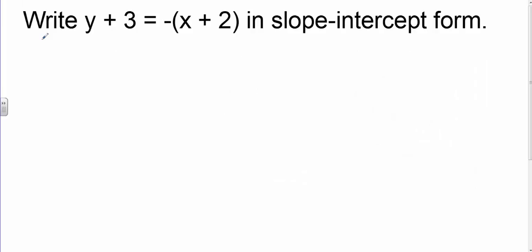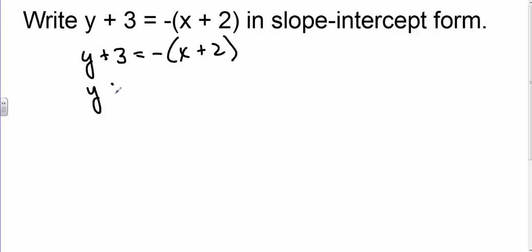Okay, write y plus 3 equals negative x plus 2 in slope-intercept form. Now we're going to be going between the different forms, or among the different forms. So we've got y plus, I'm going to rewrite it here, y plus 3 equals negative x plus 2. We multiply it out. Y plus 3 equals negative 1 times x is negative x. Negative 1 times 2 is negative 2.